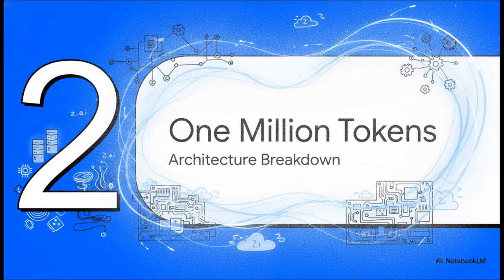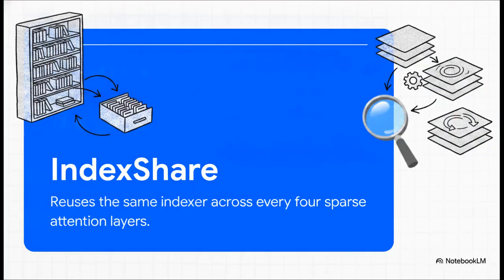Section 2. The 1 million token mind. Let's break down the architecture. Now, handling a library's worth of tokens requires incredible computational efficiency. If you try to just brute force that much context, your hardware is going to crash under the weight of the memory requirements. So the team at Z.ai had to fundamentally rethink the model's architecture.